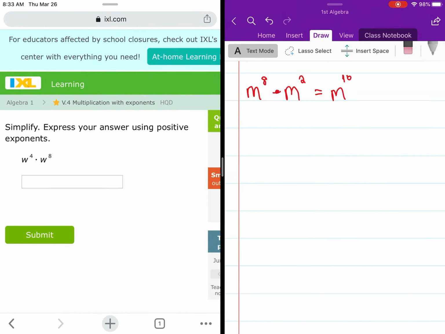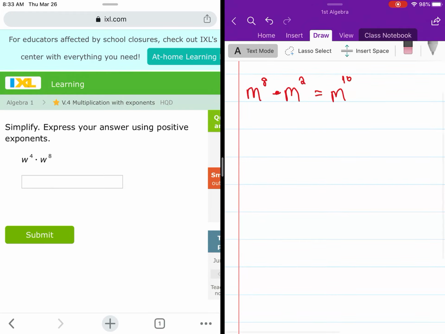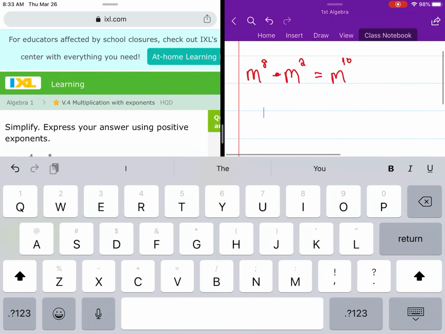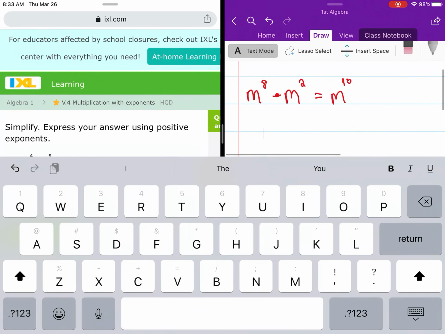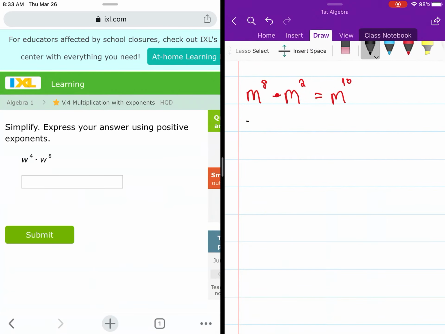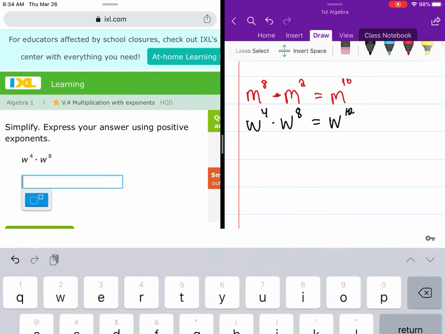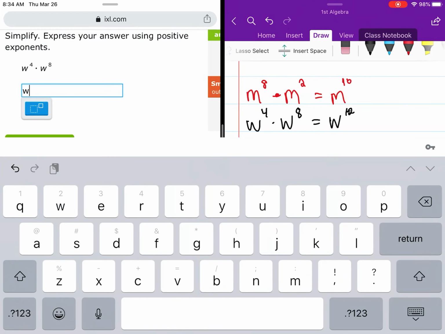Okay, so you're going to keep doing the same thing. So for example, this next one, W^4 times W^8 will give you W. 4 plus 8 is 12. So type in W, your exponent, 12.